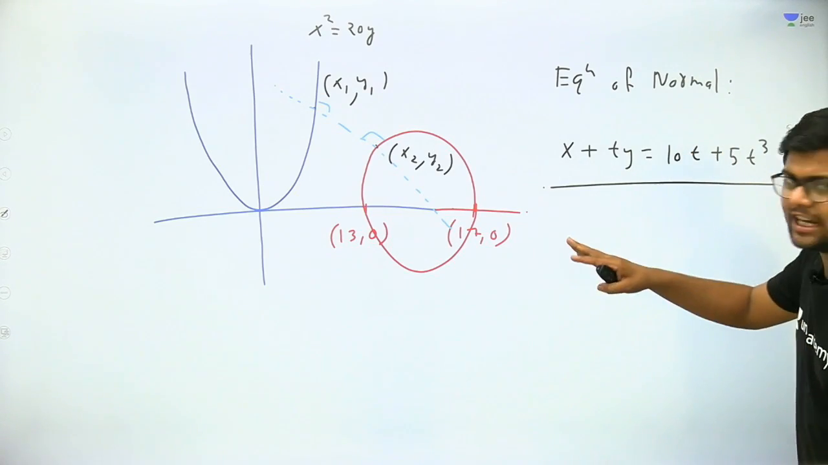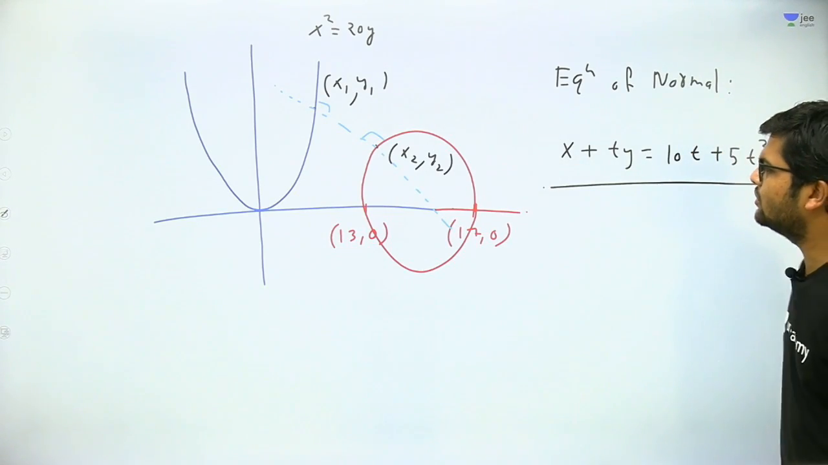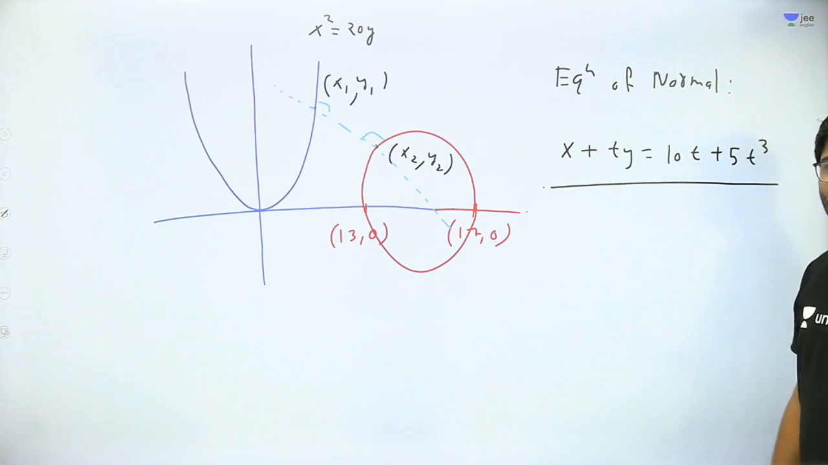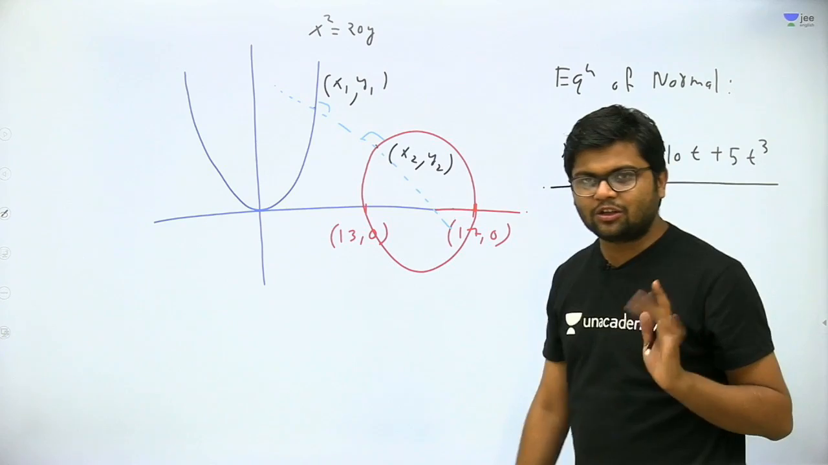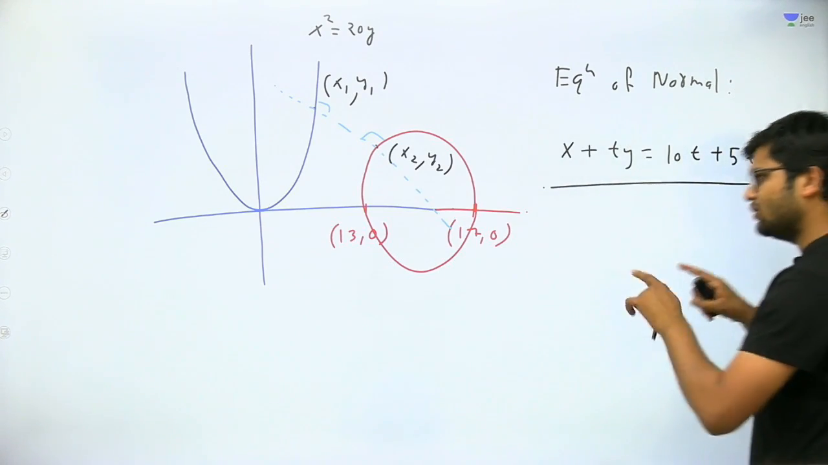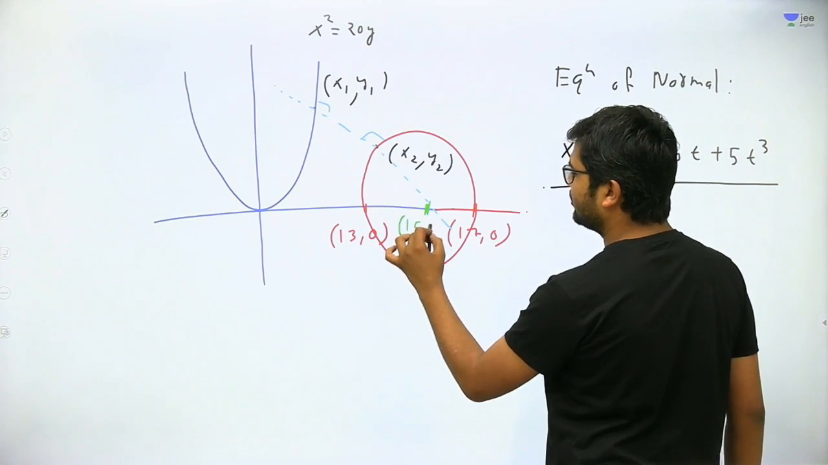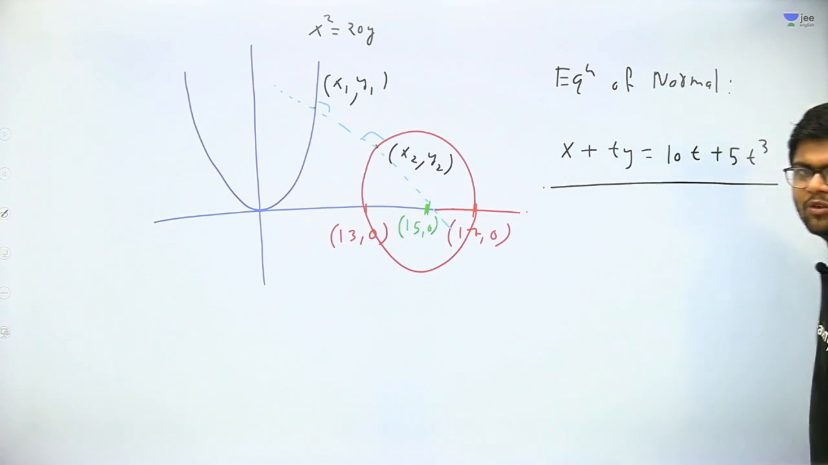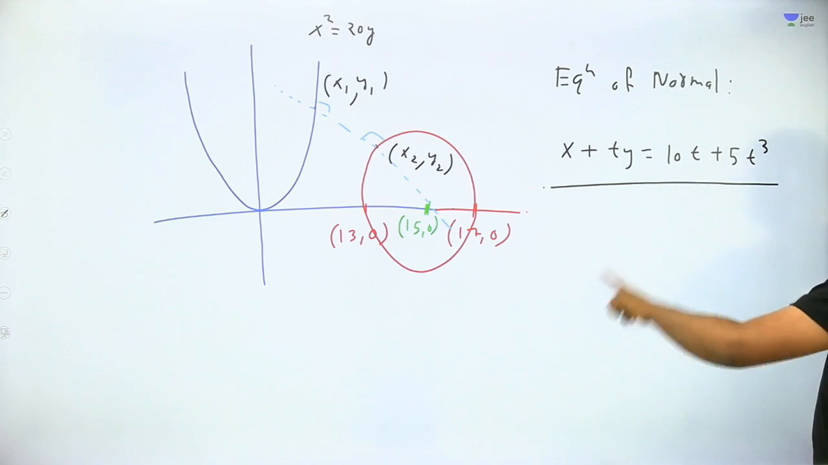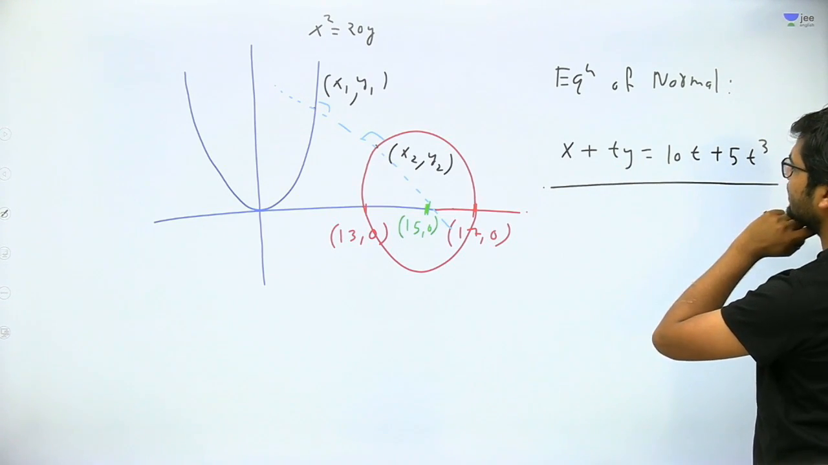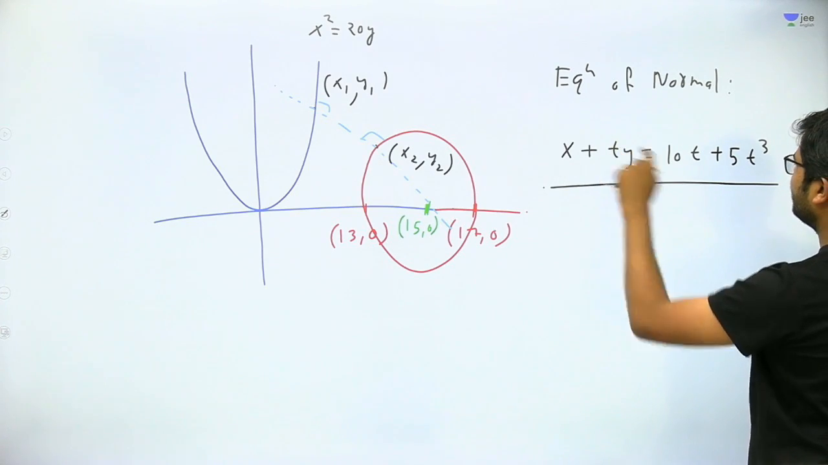Now if this line becomes normal for this circle also, then it will pass through the center of the circle, because the normal of any circle passes through its center. That is the theory. So this will pass through the center. Now the center of this circle will be the midpoint, which will be 15, 0. I think everybody must have got my point. So 15, 0.